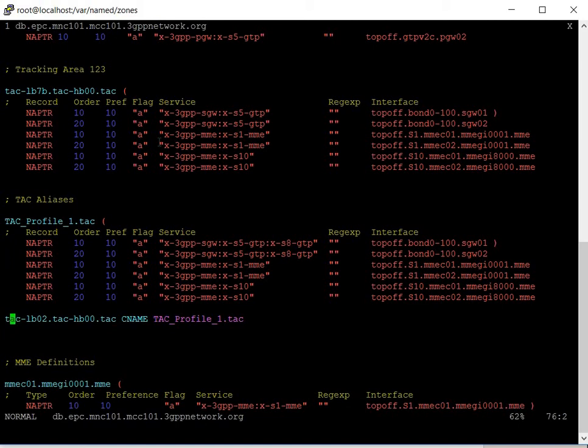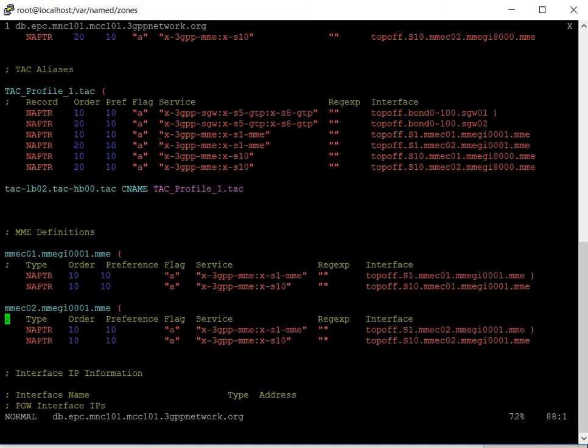I assign all my tracking areas into the profile. You can use wildcards too, like you could say TAC LB0 star, or just star. So anything that starts with high bit 00, assume that it has, right? So you can enter it once for a range by using wildcards in DNS. I'm using a profile statement here with CNAME. CNAME is another type of record, which is really just an alias. I'm saying if he's asking for tracking area 2, he's really asking for tracking area profile 1, and so give him the information for tracking area profile 1. That's what this record would be.